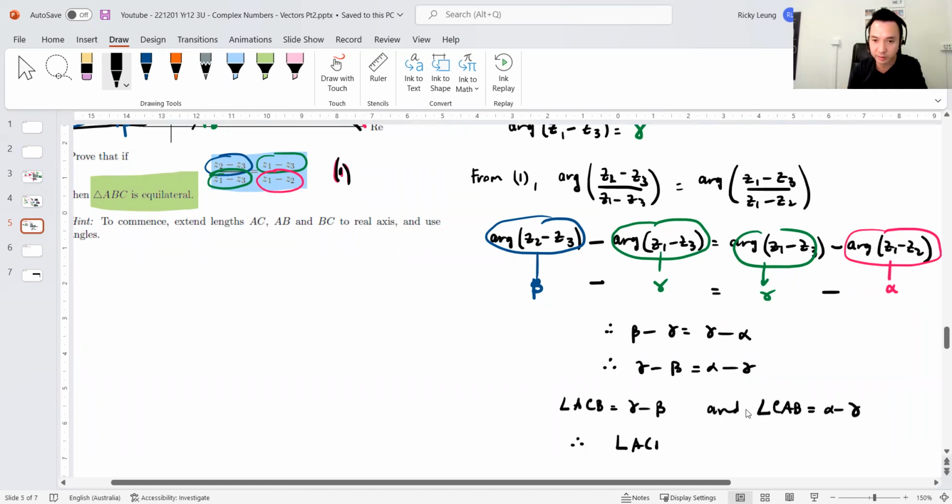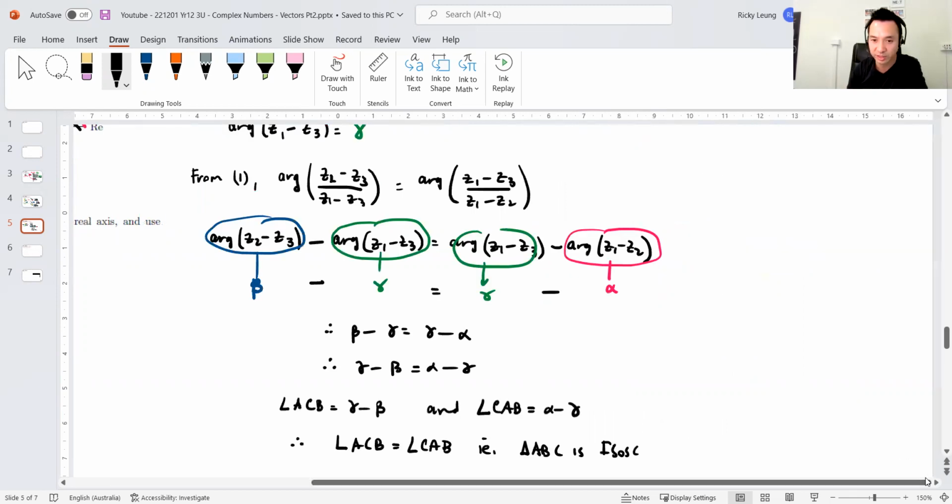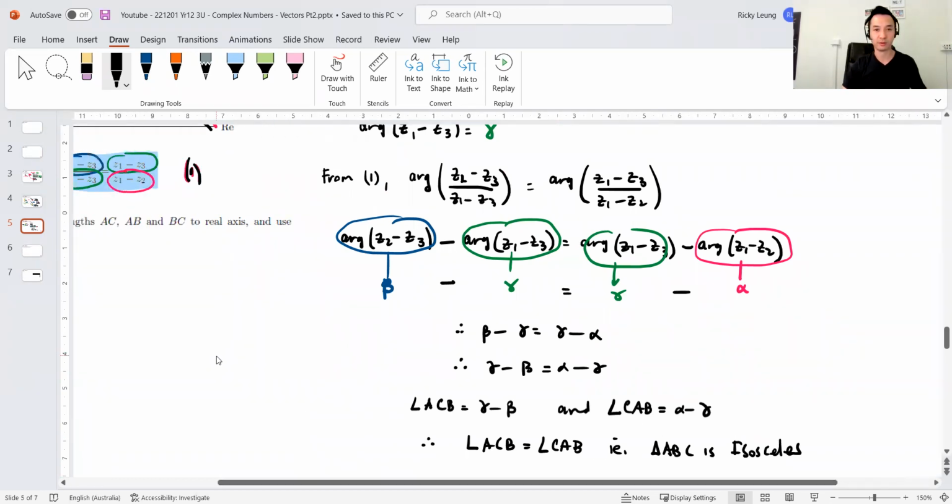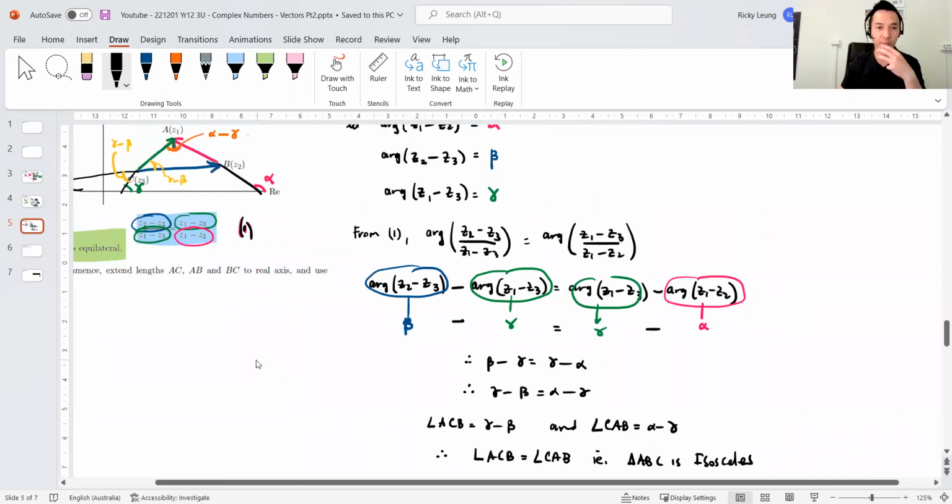angle ACB equals angle CAB, i.e. triangle ABC is isosceles, at least. I'll prove it's isosceles and then go and prove it to be equilateral. Now, how do I go about proving equilateral?